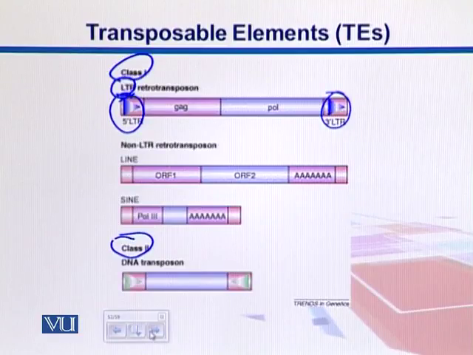Then in the other category, we have non-LTR retrotransposons, which do not have those long terminal repeats. The examples are LINEs, which are larger ones, and SINEs, which are comparatively simple. LINE stands for long interspersed nuclear elements, and SINE stands for short interspersed nuclear elements. In addition to that, we also have DNA transposons.